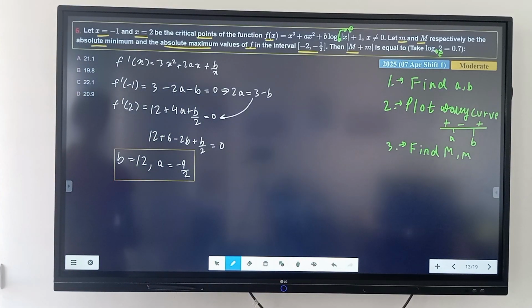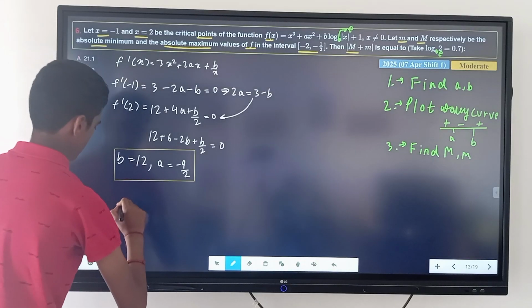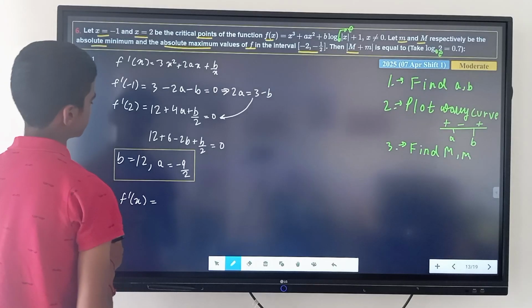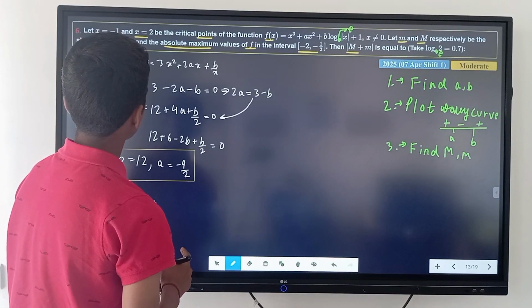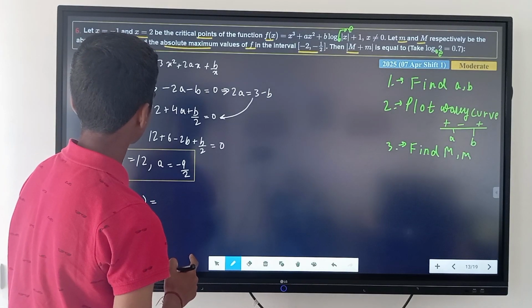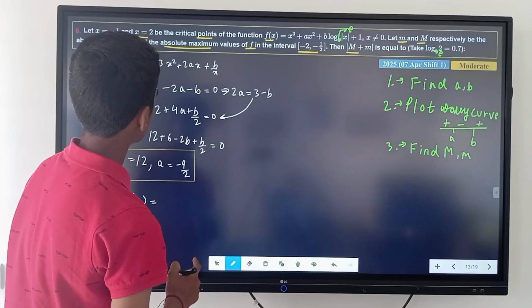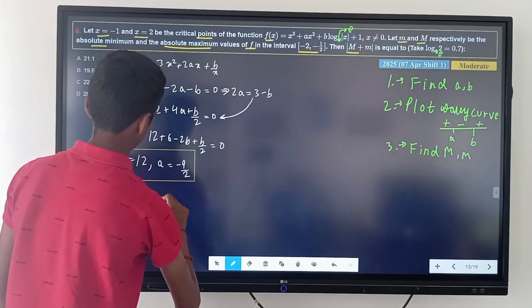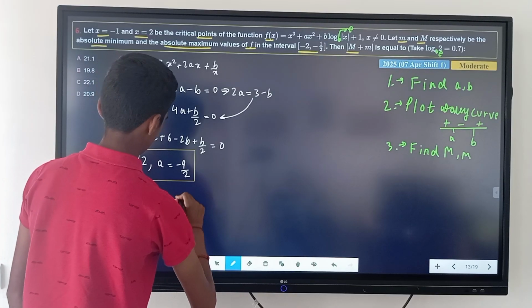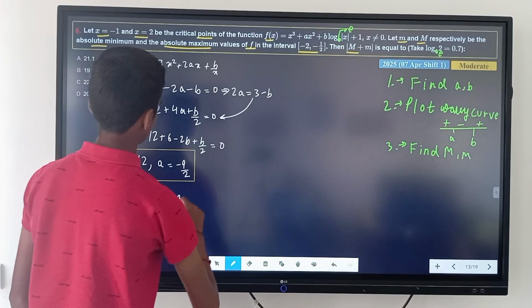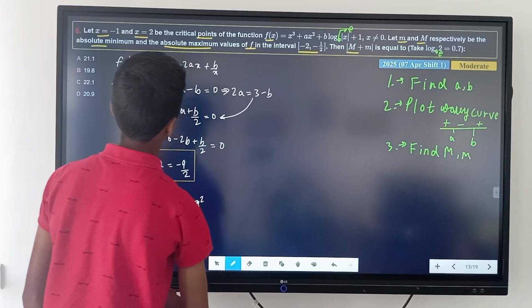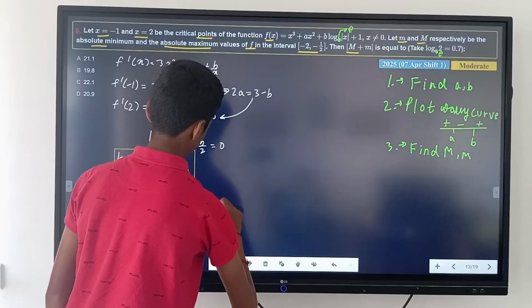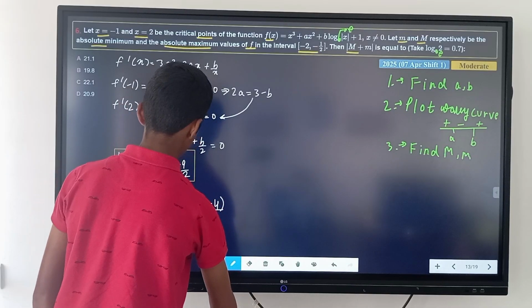Here we have values for a and b. Let's find f dash x now. Our f dash x now will be 3x square -9 by 2 times 2x, that is minus 9x, plus 12 upon x. This will be, let's take 3 common. We will get x cube minus 3x square plus 4 upon x.